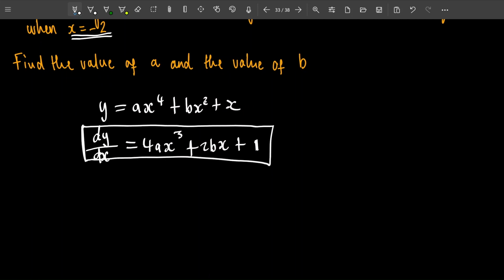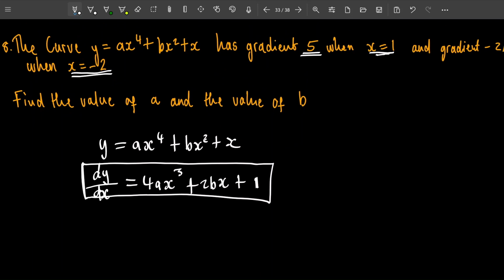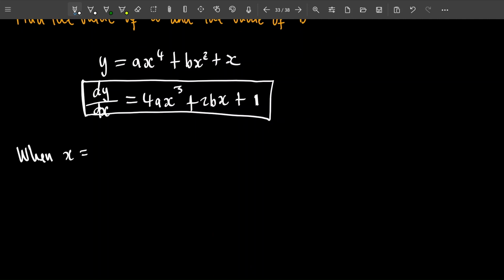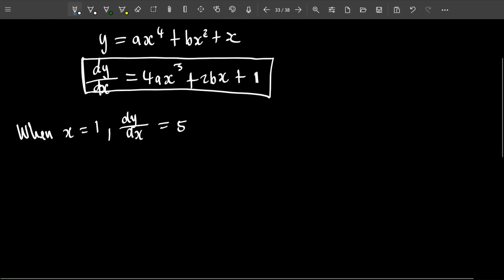Now they told us that, let's go to the positions. When x was equal to 1, the gradient was 5. So you can say when x is equal to 1, dy dx, the gradient, is equal to 5. So we can now say where there's dy dx, we are putting 5, and where there's x, we are putting 1.